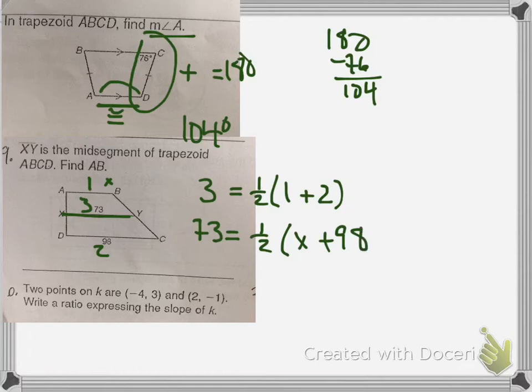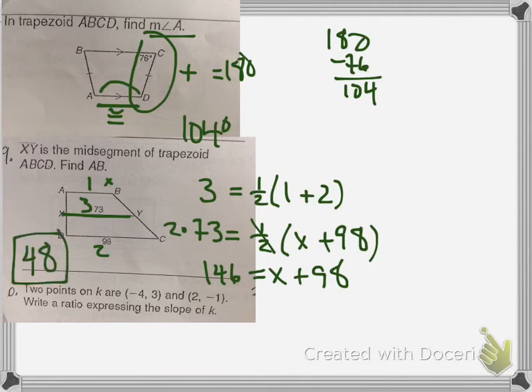plus 98. Again, there are a couple of different ways. If you wanted to do the numerical solve, you could, but if you're solving this by hand, you can multiply by 2 to get rid of the 1/2. That would give me 146 is equal to x plus 98, and then I could subtract the 98 from the 146, so 146 minus 98, and that would give me 48. And that would be my answer. That's all you're doing there.